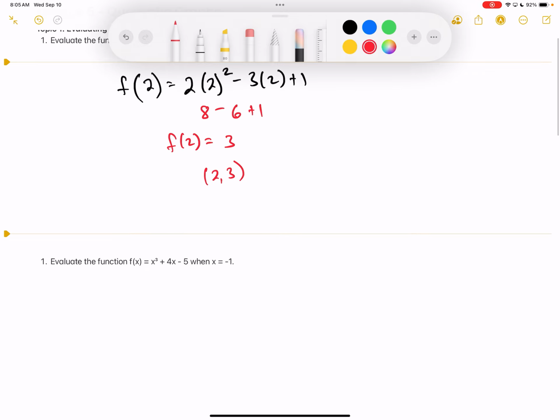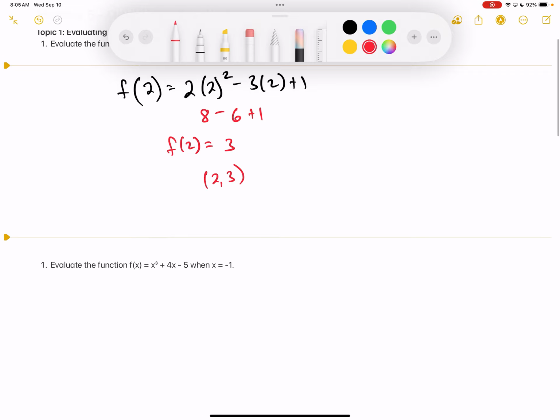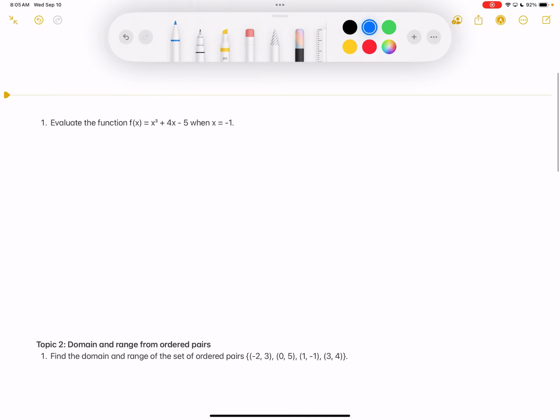I can't remember if we defined relation and function and different things like that. Did we talk about domain and range? No? Okay. So let's just go over a couple words here.